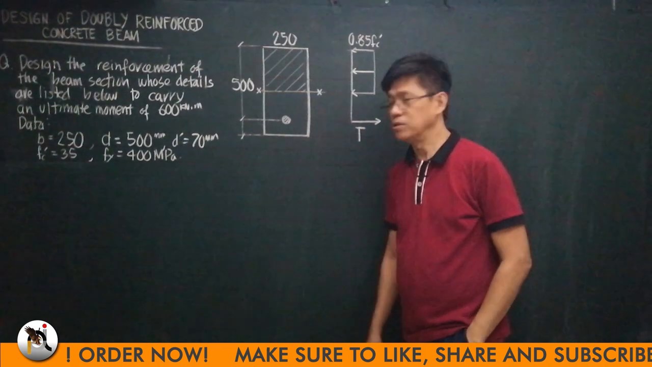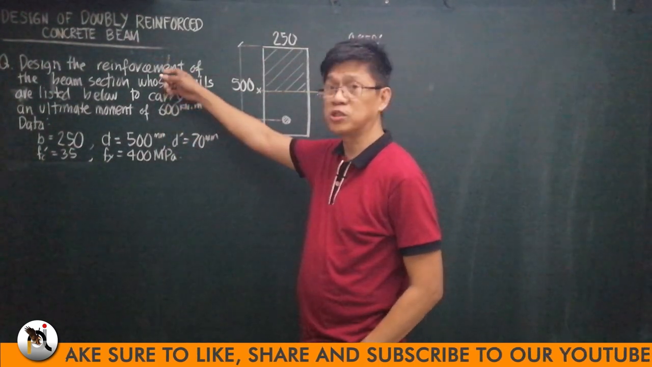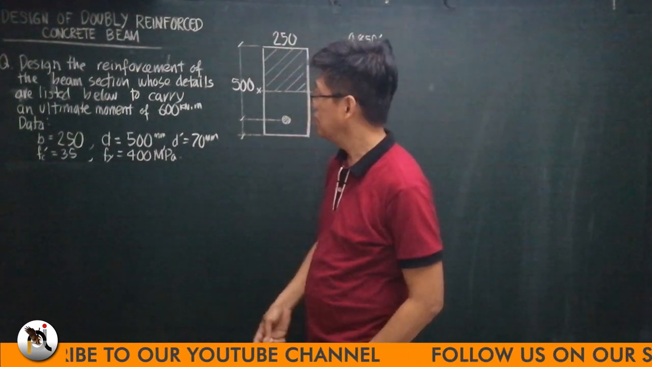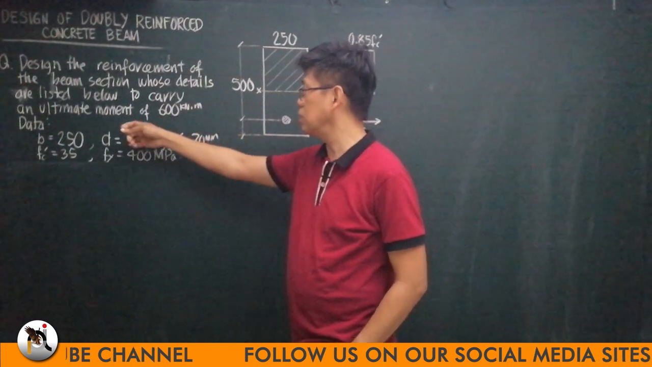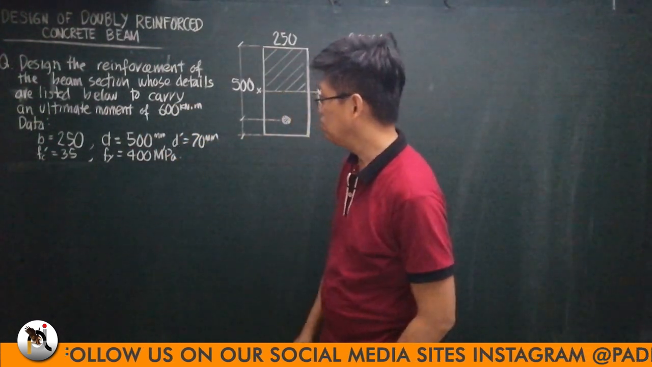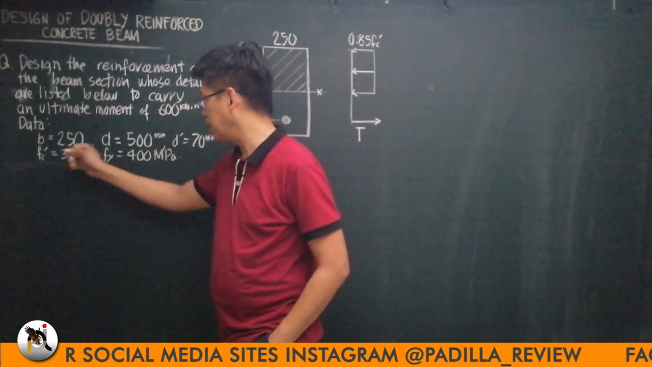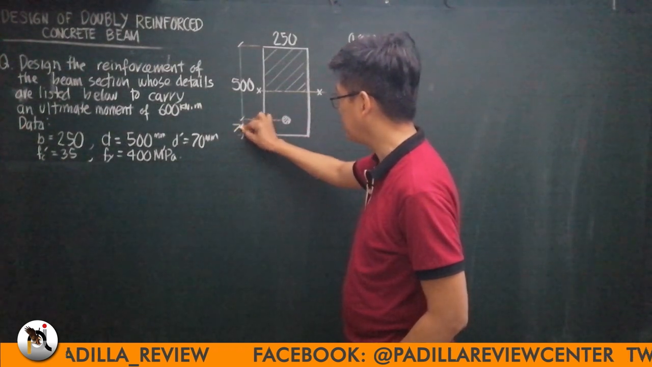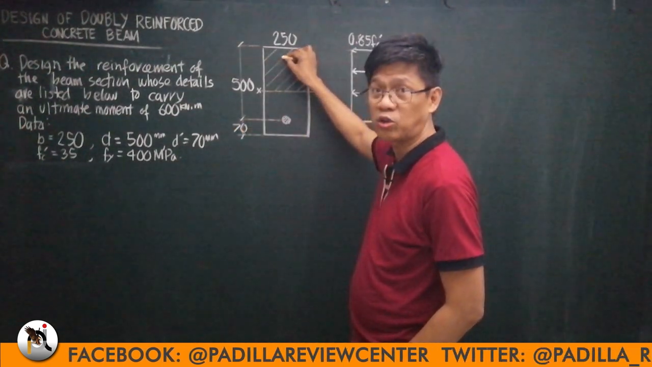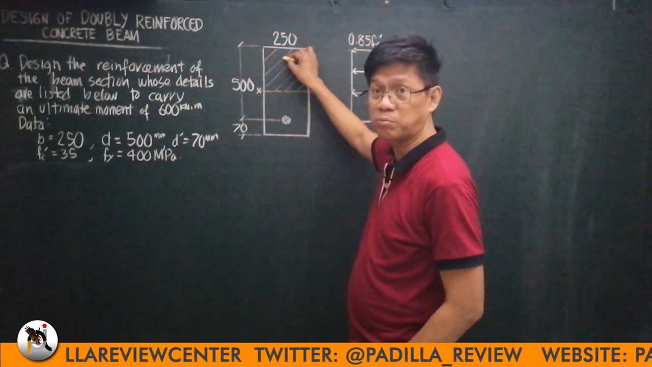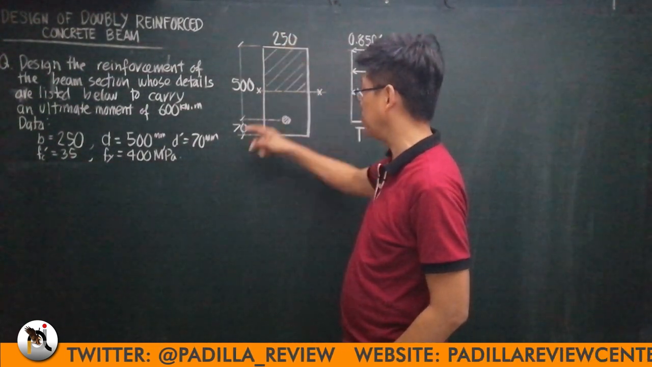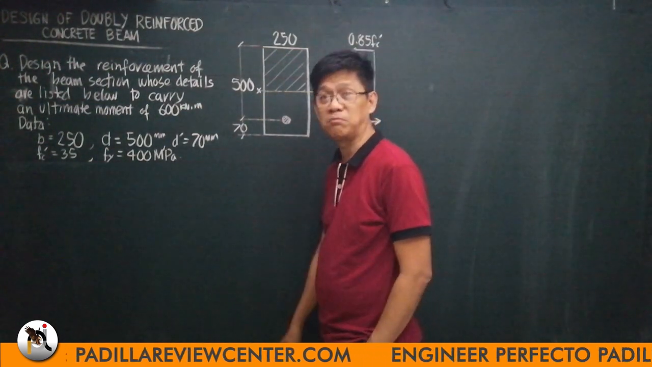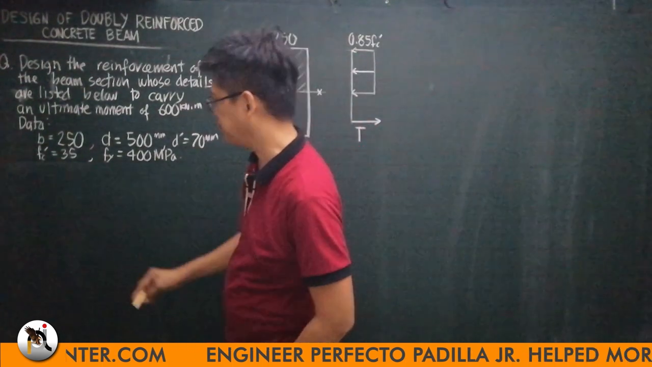So let us have this example. We're asked here to design the reinforcement, meaning we are just asked to find AS and if needed, AS prime, for this beam to resist an ultimate moment of 600 kN, given that B by D is 250 by 500, D prime is 70, or if a secondary reinforcement or compression reinforcement rather is provided or is needed, then D prime will be 70 mm. FC prime is 35, FY is 400 megapascal. So let us do it.